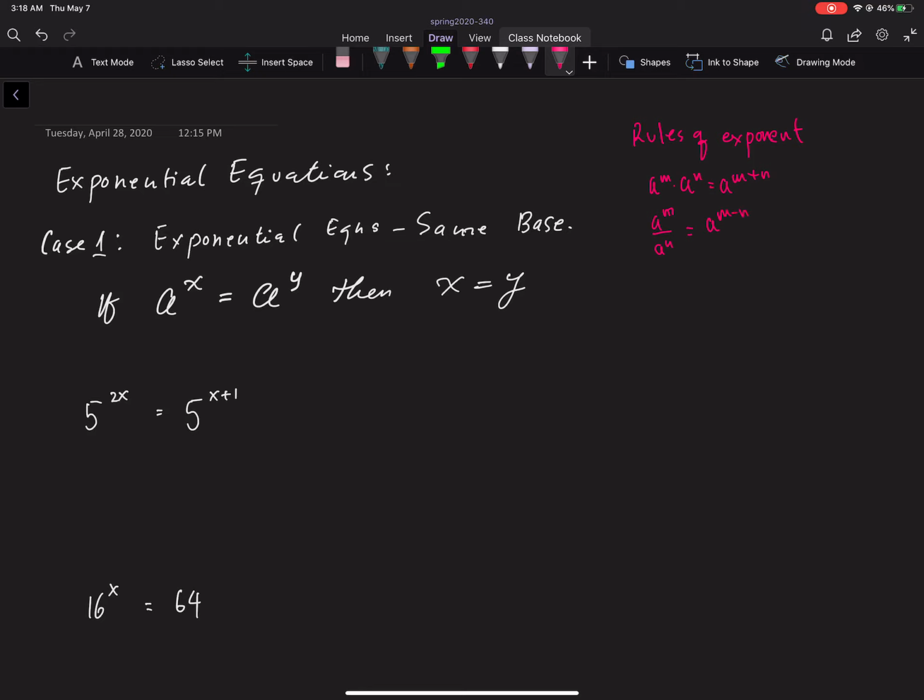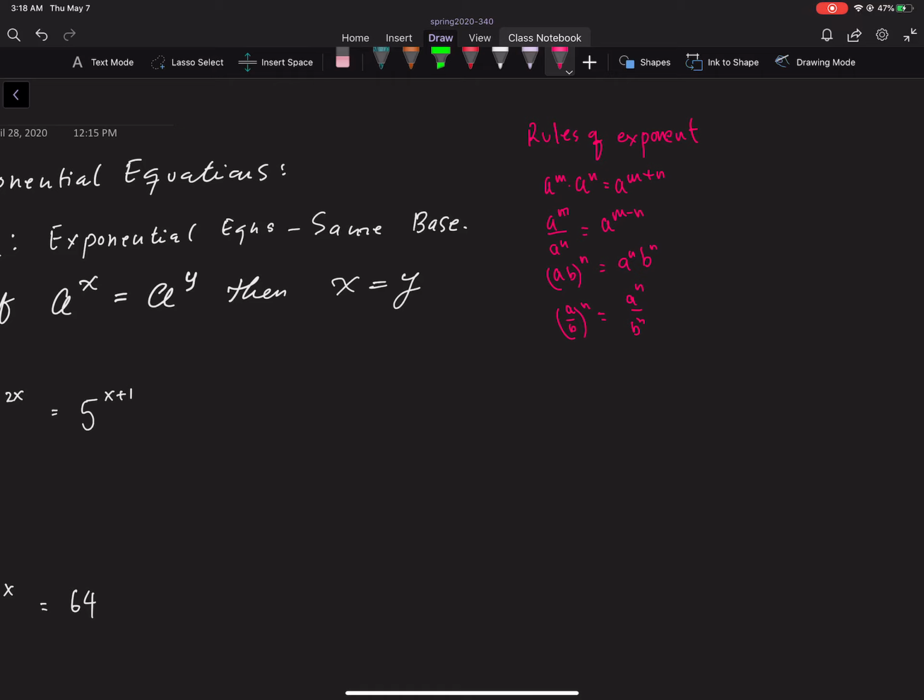that's a to the m minus n. If you have ab all raised to the n, then each of them gets raised to that: you have a to the n, b to the n. We also have a situation where a to the negative n is the same as 1 over a to the n, and a over b to the negative n is the same as taking the reciprocal raised to the n. And then obviously a to the 0 is 1. So these become useful to us if they help us to clean up our exponential equations.